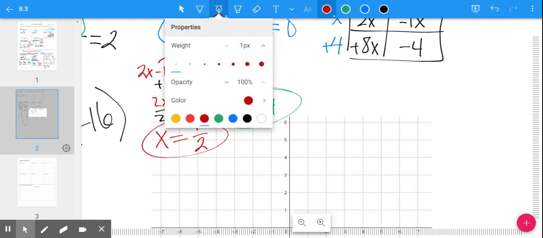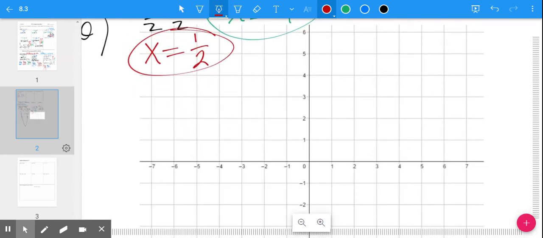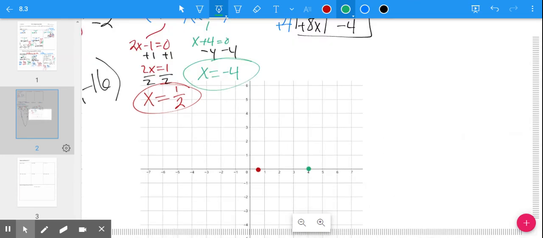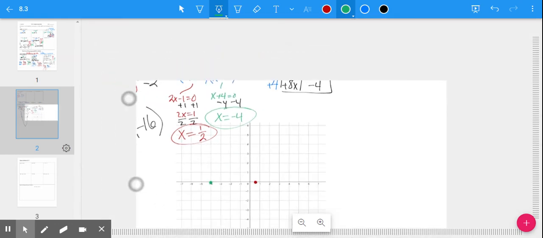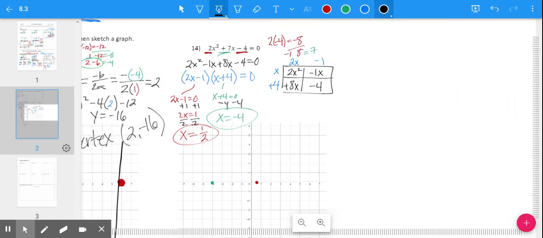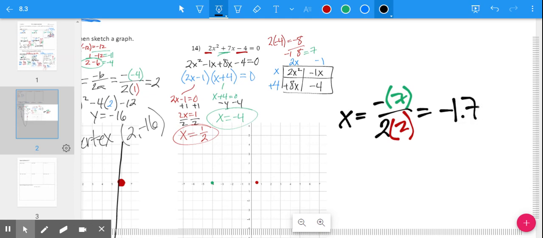So when we plot this, we have x equals half right there. It also equals negative 4, right there. And to find your vertex, still do that negative b over 2a thing. So we have your x value is negative b, which is 7, over 2a, and a is 2. So this one ends up with negative 7 over 4, which is negative 1.75.